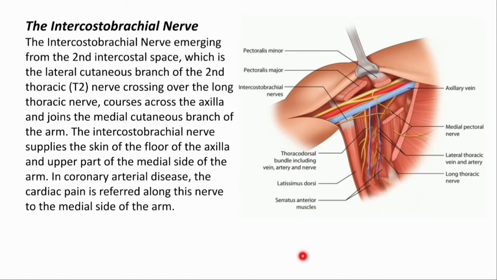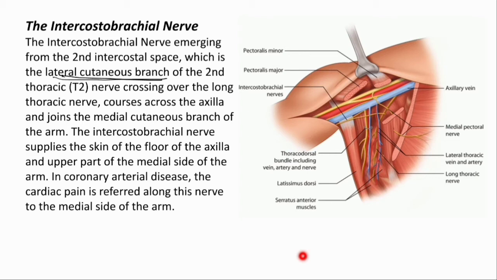Coming to the intercostobrachial nerve. This is the lateral cutaneous branch of the second intercostal nerve, and the intercostal nerves will be clearly discussed in the thorax region. So, coming to the intercostobrachial nerve over here, it is a lateral cutaneous branch of the second thoracic nerve.